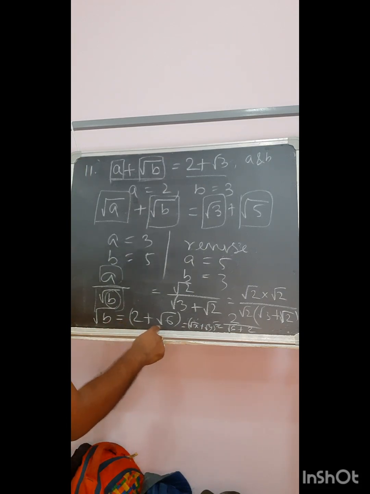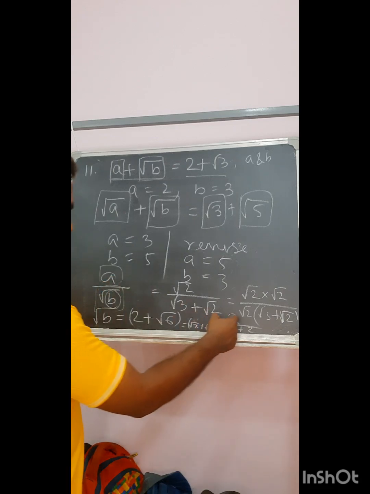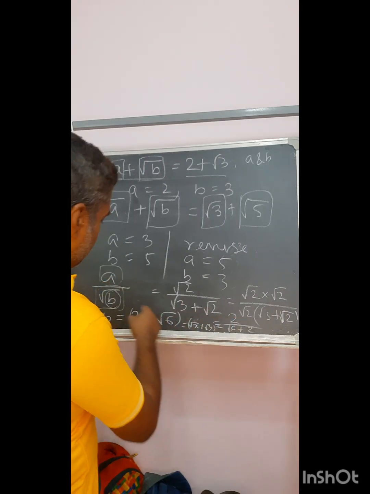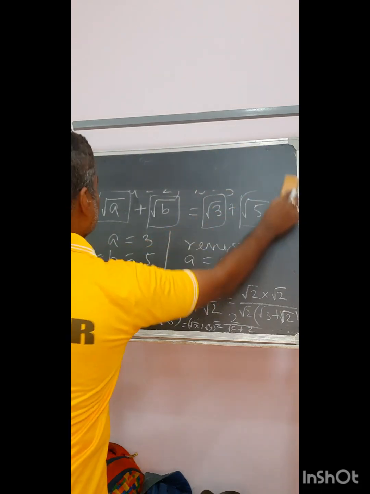Root b is equal to 2 plus root 6, and as it is a pure rational number, I have to bring it in a rational form, then we can say a is equal to 2 and root b is equal to 2 plus root 6. From there I can solve b also. If I square it, it will be something like a whole square. Okay, so this way you can solve this kind of problem.